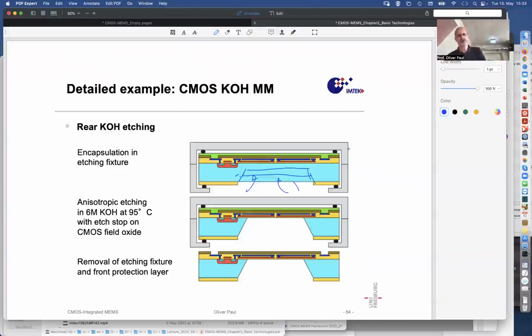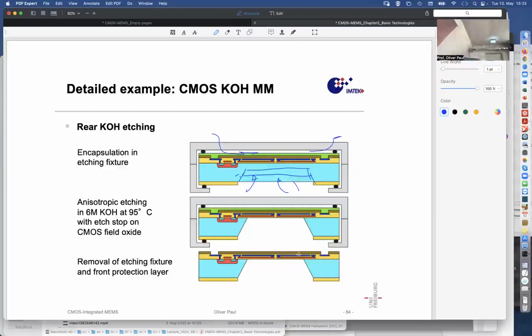And because the front is protected, sealed from the solution by some seal rings, and then even cleaned with some rinsing liquid, in case some KOH gets around the corners and leaks into this cavity, there is an additional protection so that really the front side survives. And once this is done, the wafer can be taken out. This protection layer can be wet etched, wet removed, and then we have a wafer that is finished.